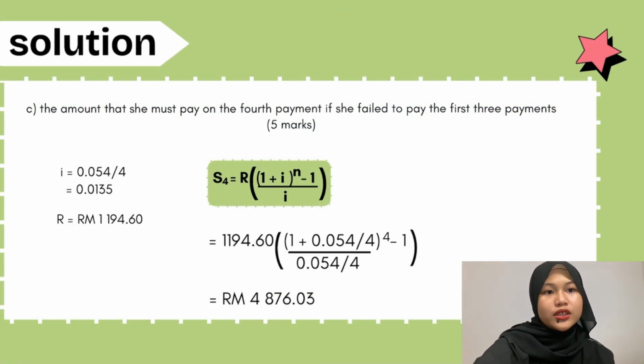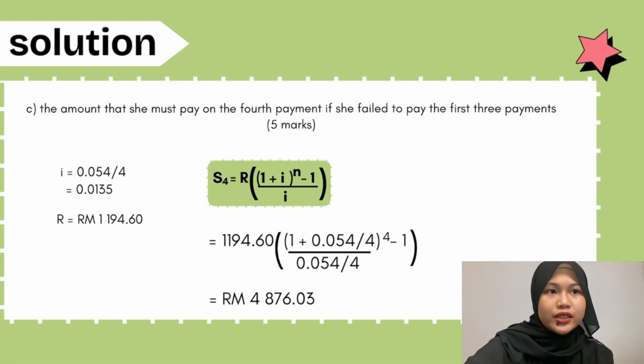For this question, we need to find how much she must pay on the fourth payment if she did not pay for the first 3 payments. First, we identify the interest rate per period. The regular payment amount is RM1,194 ringgit 60 cents. Now, because she missed the first 3 payments, all those payments accumulate interest until the fourth period. So, we use the future value of ordinary annuity formula.